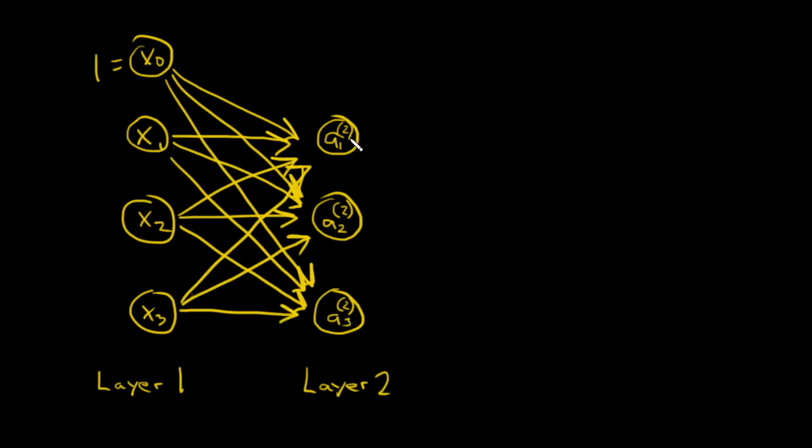And the reason that I'm calling this A, I'm labeling each of the nodes in layer 2 A, is because these are activations.